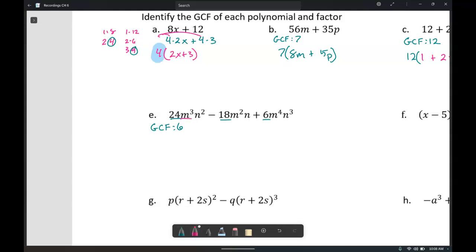Then we're looking at the m's. It's going to be the lowest exponent among all of the variable m squared. And then we're looking at all the variables n, and it's going to be the lowest exponent of n to the first. So we factor out 6m squared n. 24 divided by our GCF is going to be 4mn. 18 divided by our GCF leaves us with 3. And the 6 divided by our GCF leaves us with m squared n squared.